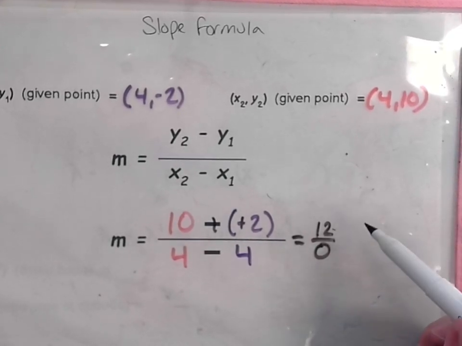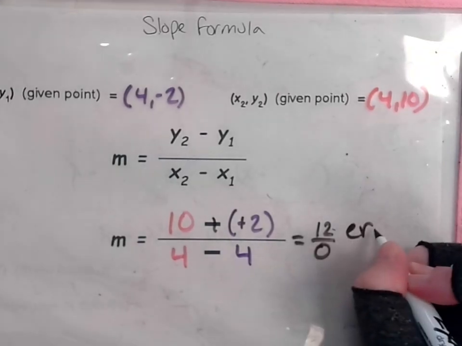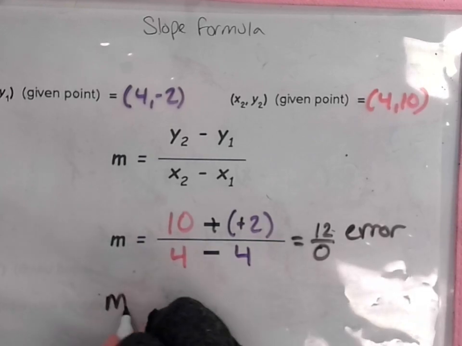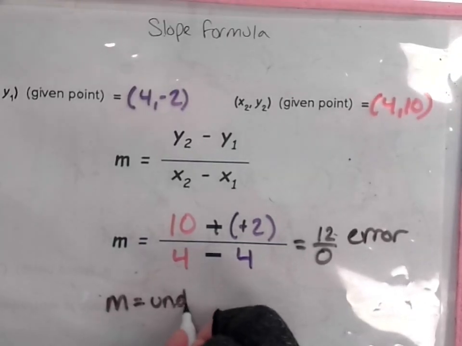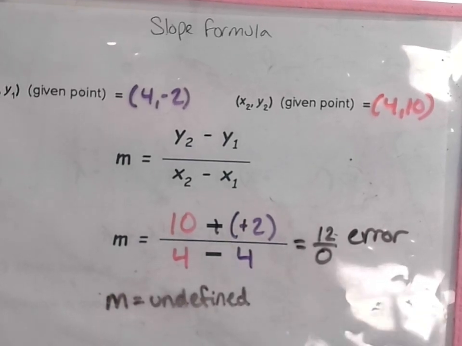However, if we try to put 12 divided by 0 in the calculator, we will get an error. Because we can't divide by 0. Mathematically, we don't really know what that could mean. So when we end up with a 0 in the bottom of our slope, it is called undefined. We cannot define it, we don't really understand it, so we leave it at that.